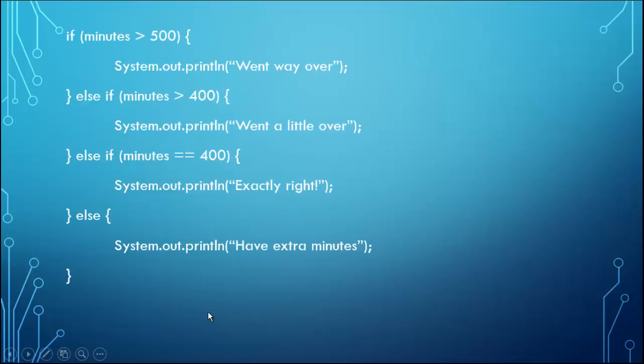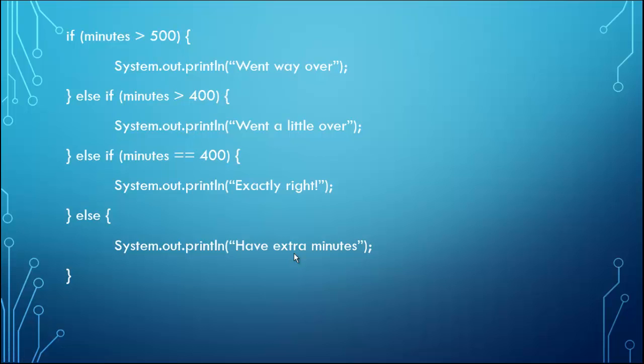If none of these 3 conditions are true, then we'll display the message that they have extra minutes. Let's see that translated into Java code written more normally. We have if minutes is greater than 500, and then we'll print out you went way over. If that's not true, but minutes is greater than 400, we'll print out you went a little over. If none of those 2 things are true, but minutes is exactly equal to 400, we have another message. And if none of those 3 things are true, we end up with this else. You have extra minutes.